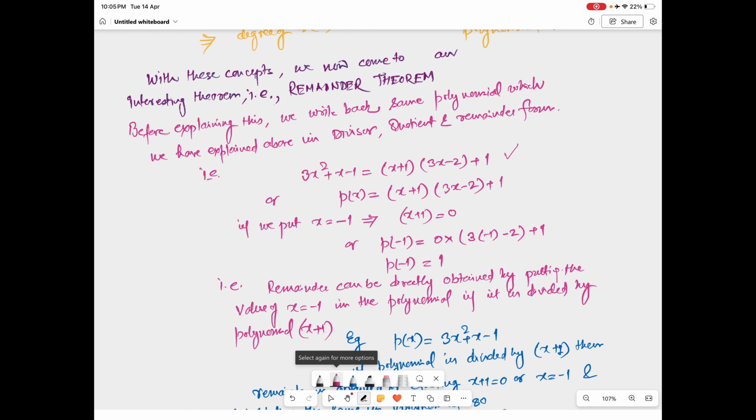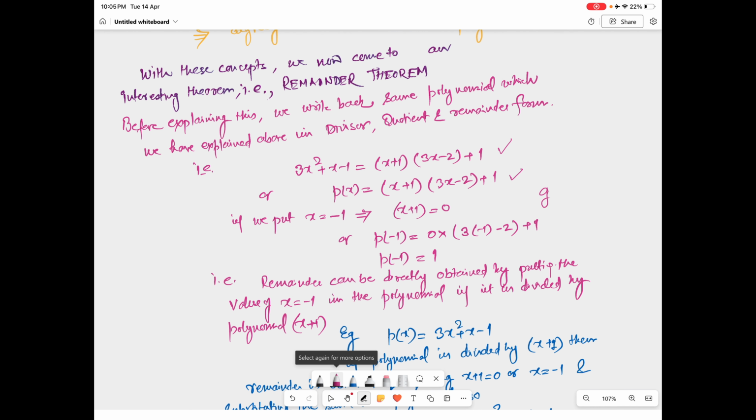So now P(x) can be written as G(x) into Q(x) plus 1. This is one of the forms. This is how we have written it. Now if we put x is equal to minus 1, or x plus 1 is equal to 0, that is, if I make G(x) equal to 0, what we get is P(-1) will be 0 into 3 times of minus 1 minus 2, plus 1. I get P(-1) is 1.